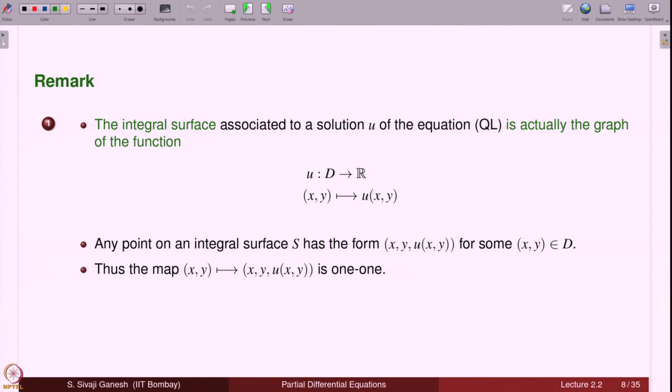The moment x, y is different from x dash, y dash, because the first two coordinates are different, the triples x, y, u of x, y will be different from x dash, y dash, u of x dash, y dash. They are different if x, y is different from x dash, y dash, because the first two coordinates themselves are different. That is why the function is 1 to 1. Now, the projection of the integral surface to the xy plane equals D.